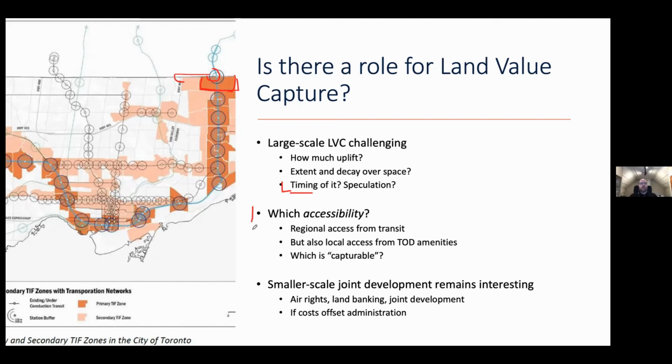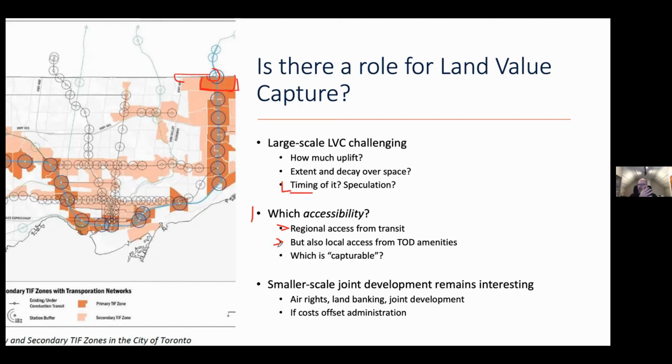Because in that transit-oriented development, that TOD, transportation land use context, you've got the regional access provided by transit, which could be the bulk of what we would think about as an accessibility benefit. But you also have accessibility in terms of local access: a household is now able to access more TOD amenities, and it's a more amenity-rich place to live. And we can think about that in terms of accessibility as well.